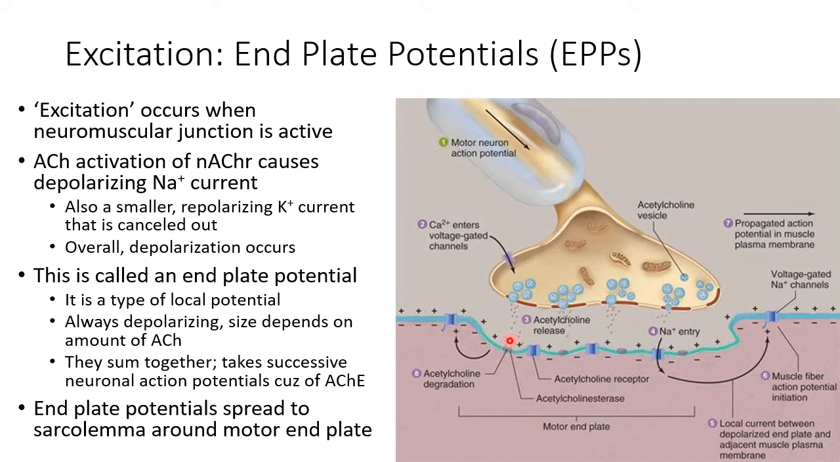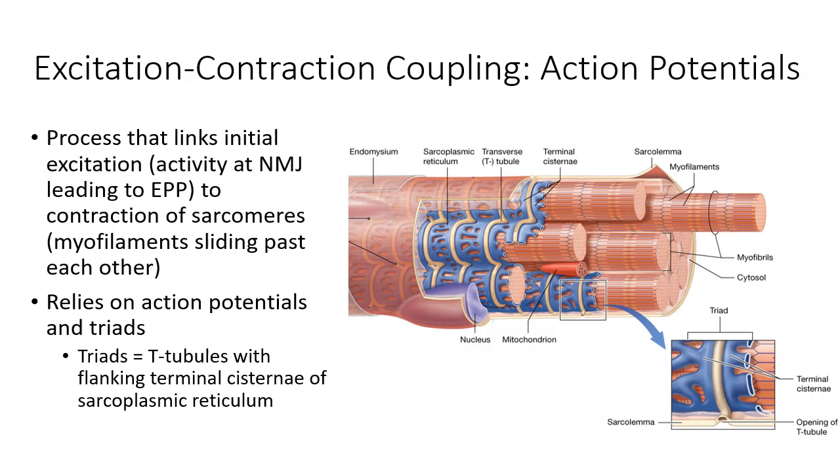Then you also have acetylcholinesterase in here, which would be shown here and here, degrading the acetylcholine after it's been released to end the signal. So then the next phase is excitation-contraction coupling.